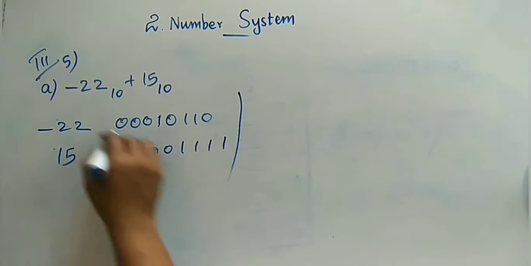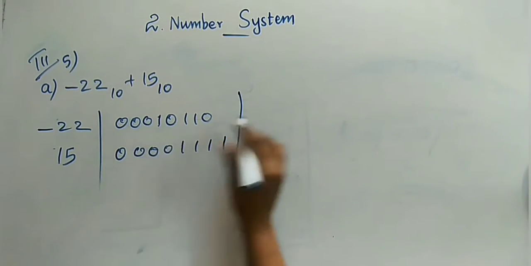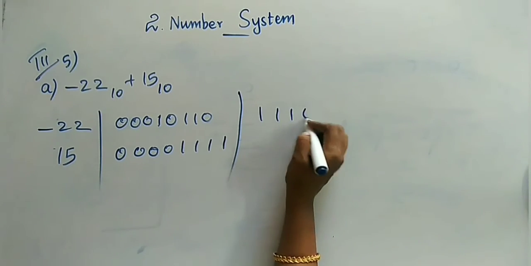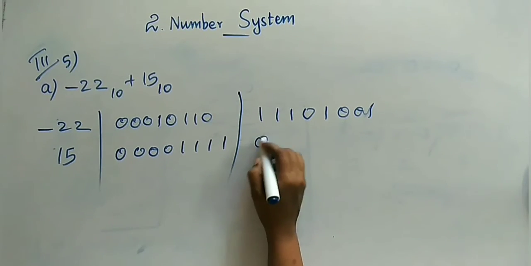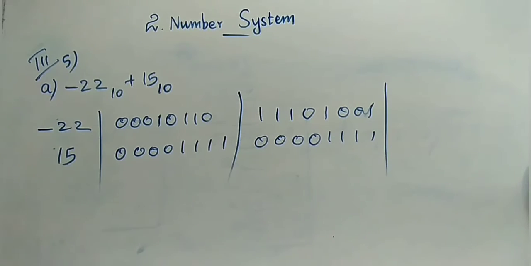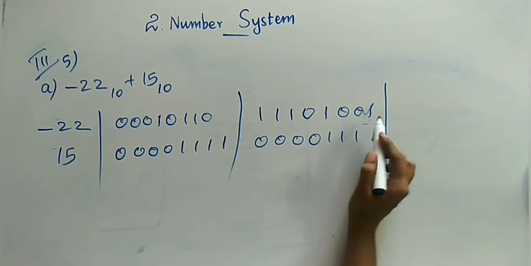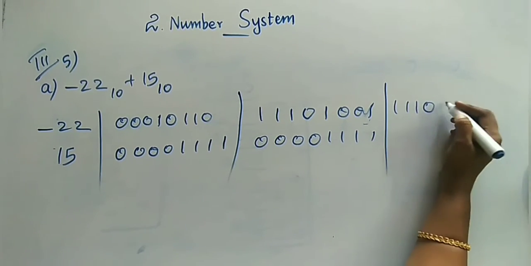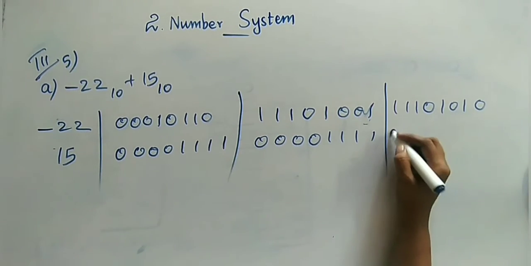While writing itself, write neatly, then only it will be easy for you people to understand. Next, you people have to find out the ones complement. Yes, it is your negative number, so 0 to 1. Next, it is your positive number, so no problem. Next it is your 2's complement. What do you have to do here? You have to add 1. Like this only you will be getting. This one, no change.